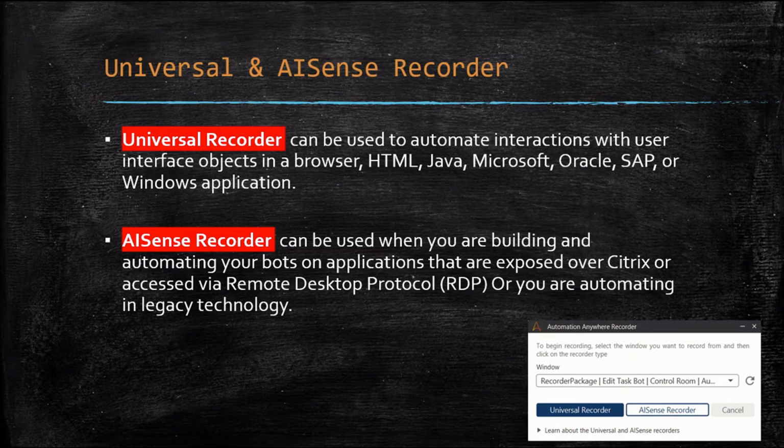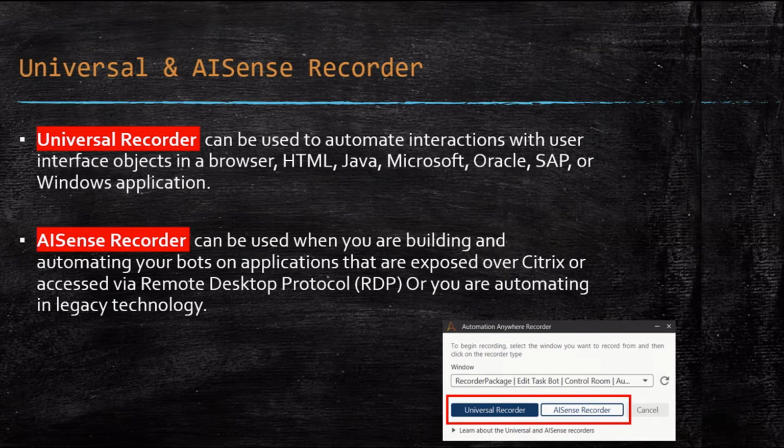So this is the window you see. There are two options: universal recorder and AI Sense recorder. You can choose from them by clicking on them.